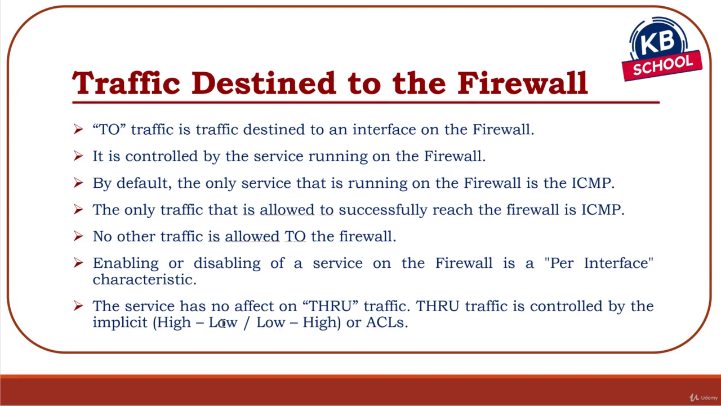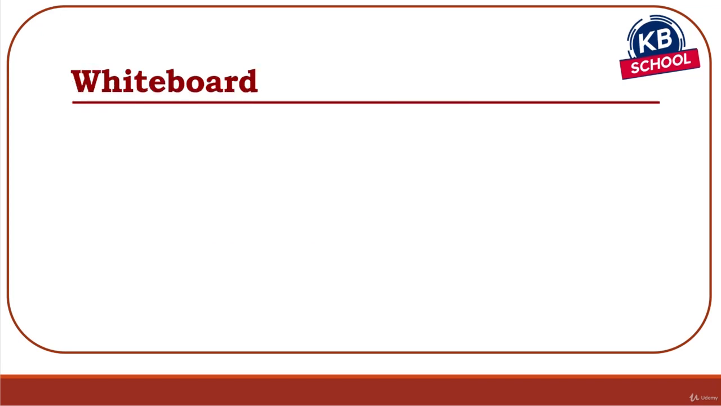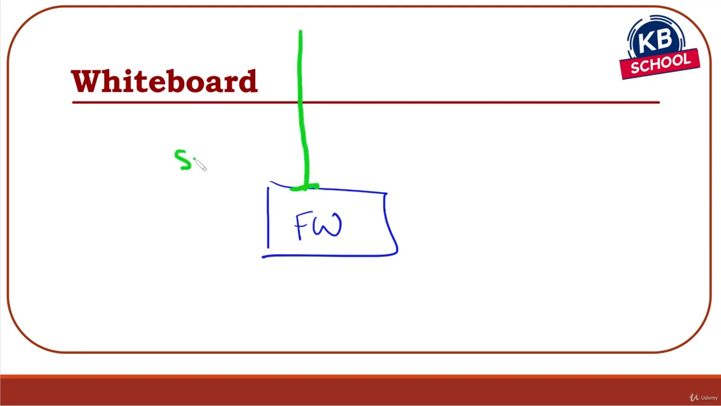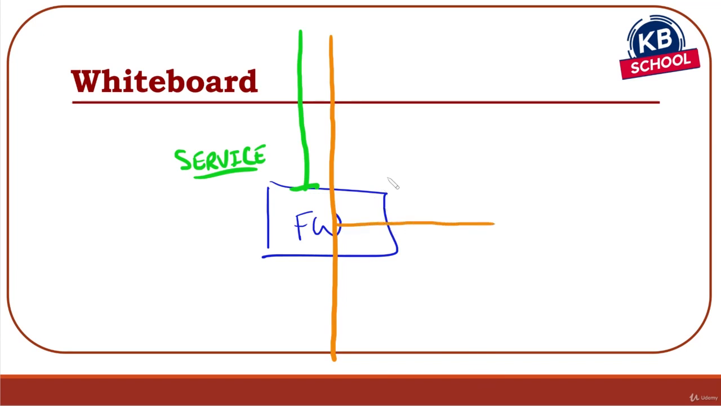The through traffic is controlled by the ACL. To traffic is controlled by your service. So for example, if I had to do an illustration of it, my to traffic, which is this traffic, is governed by the service, whether it's running or not, whether that packet is allowed or not. Your to traffic is the green one. The other one that I'm going to draw, let's draw an orange one, that is through traffic, whether it's going to the inside or towards the DMZ. That is through traffic.